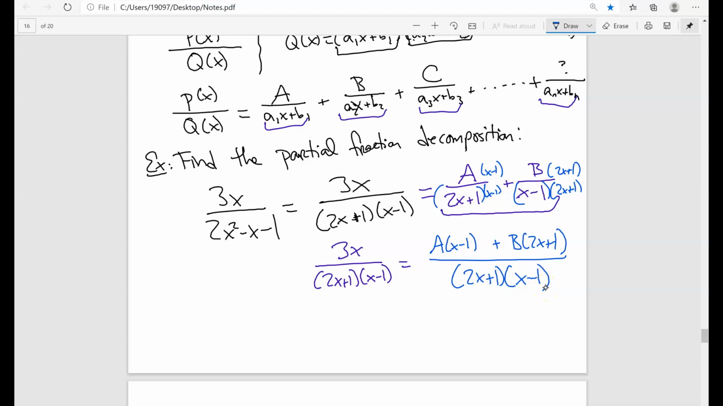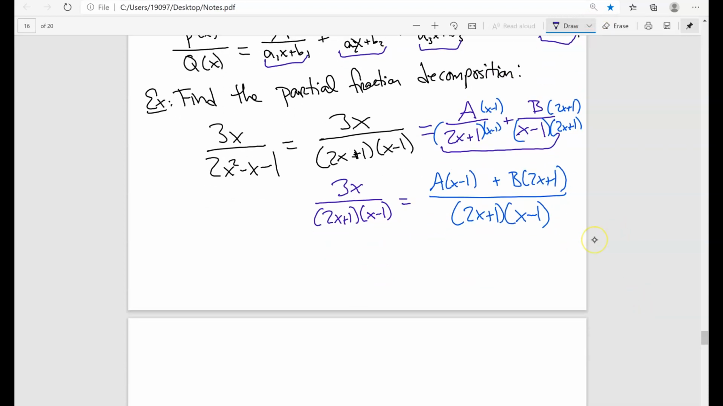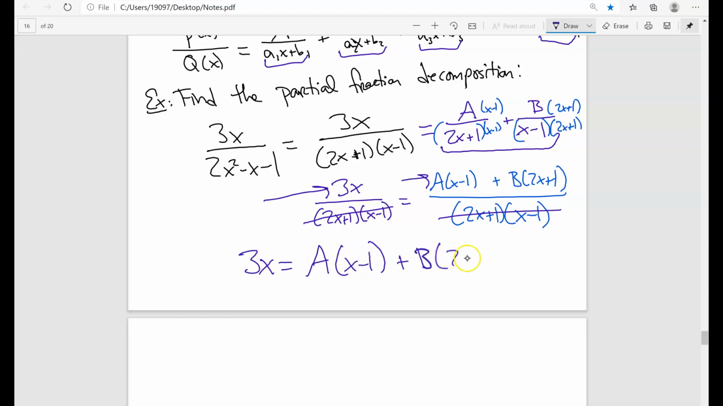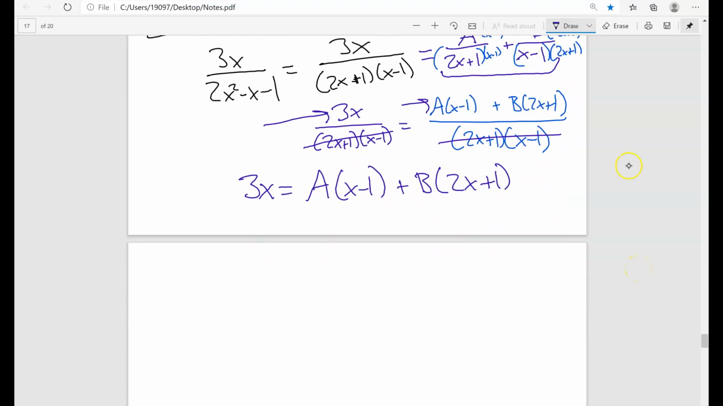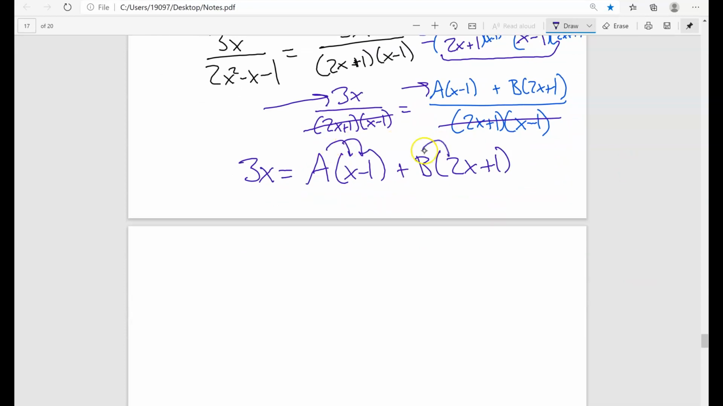All right. So notice that the bottom parts are the same, which means that the numerators should also be the same. So at this point, you can get rid of the bottom parts now that everything is together. We're only going to look at the numerators now because the denominator is basically gone. So you're going to look at 3x is equal to A(x - 1) + B(2x + 1). Okay, so now let's FOIL this out. You're going to get 3x is equal to Ax - A + 2Bx + B.